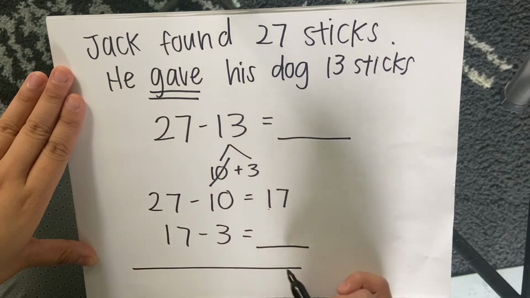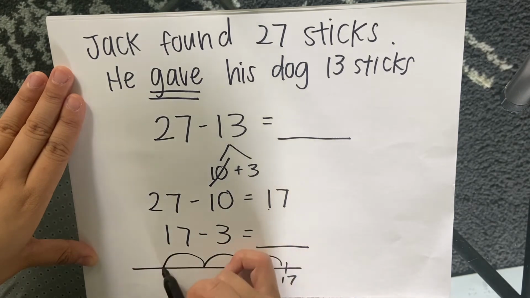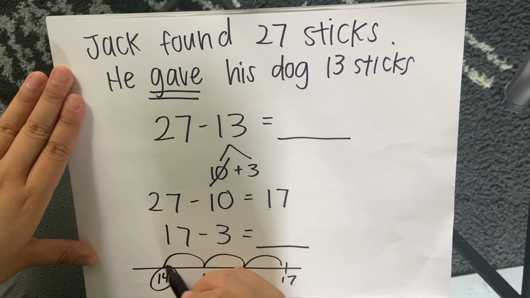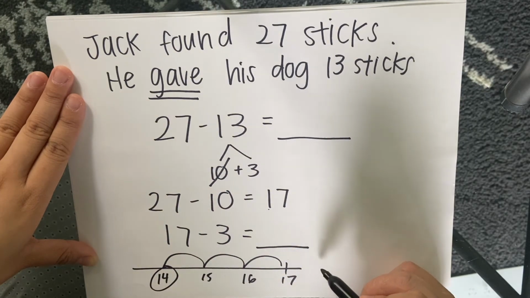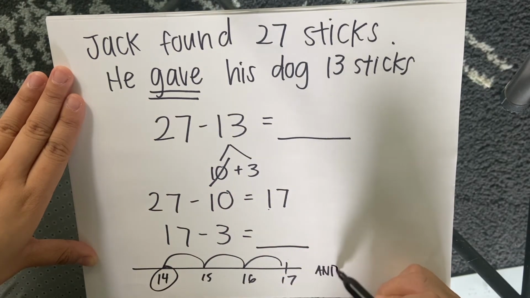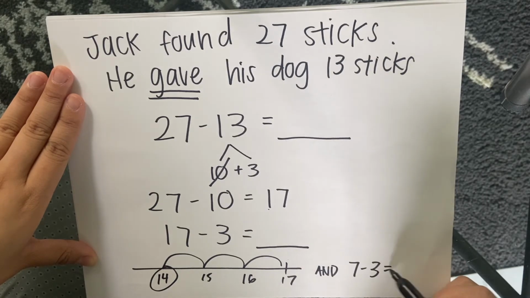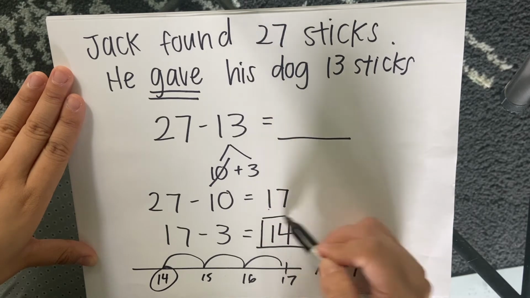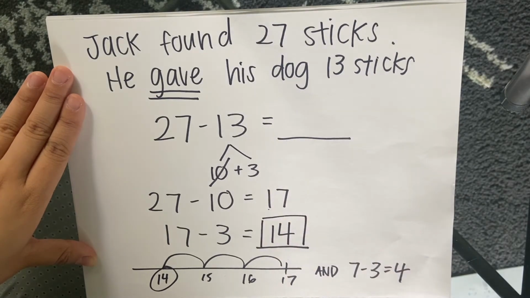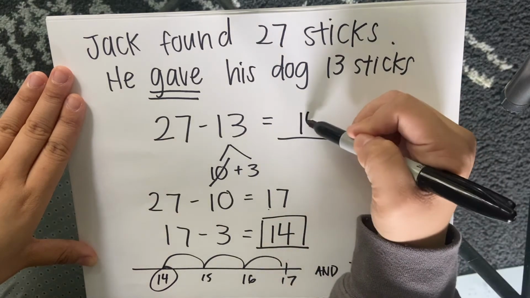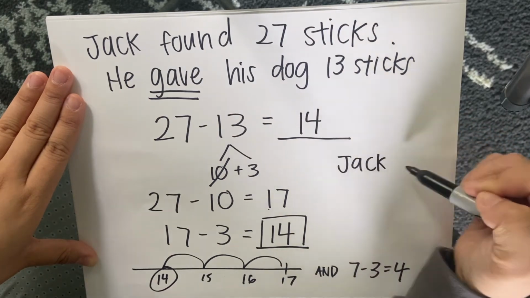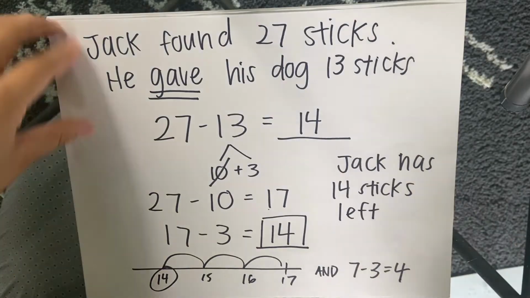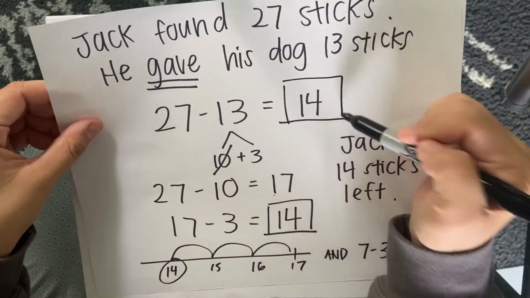I'm going to write out 17 and do 3 jumps. 1, 2, 3: 16, 15, 14. We found that it is 14. And also, if you know that 7 minus 3 equals 4, then you know that 17 minus 3 equals 14. Alright, so we found out that 27 minus 13 equals 14. I have to write my sentence now. Jack has 14 sticks left.